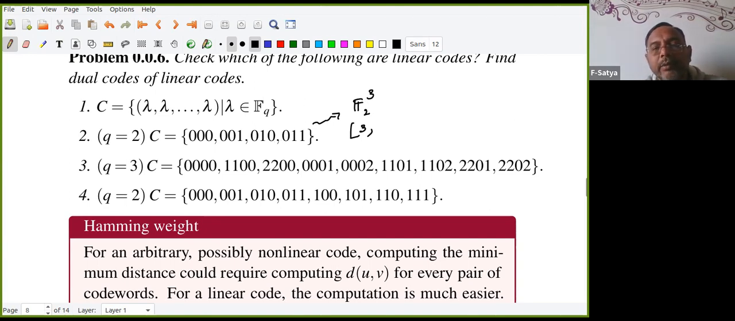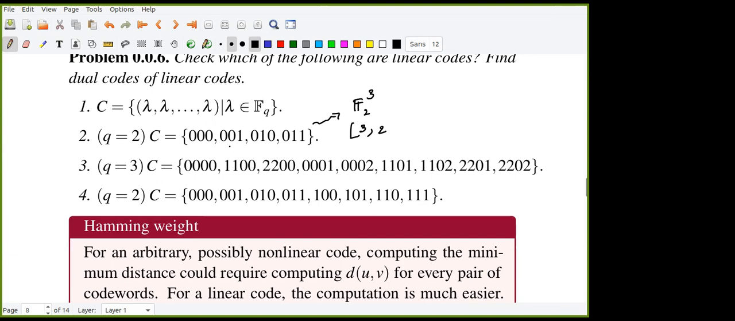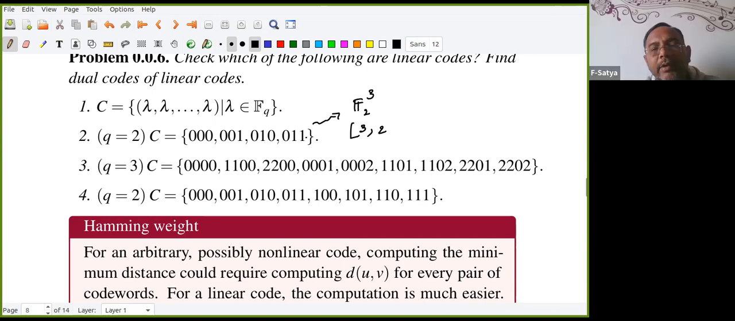So what is the dimension of this space? It is 2, because these two are linearly independent. If I add these two, I'll get this. So this is 2, right? The interesting thing is that if the dimension is 2, then it has 4 vectors, right?